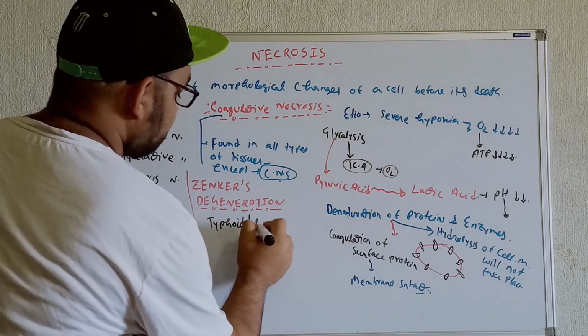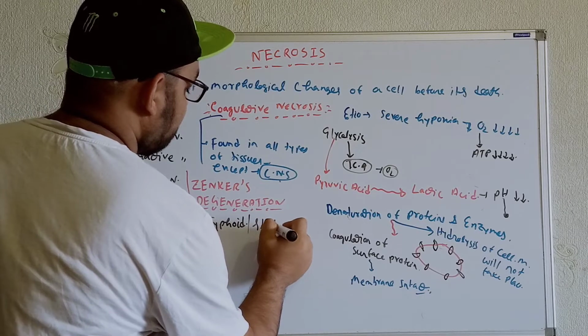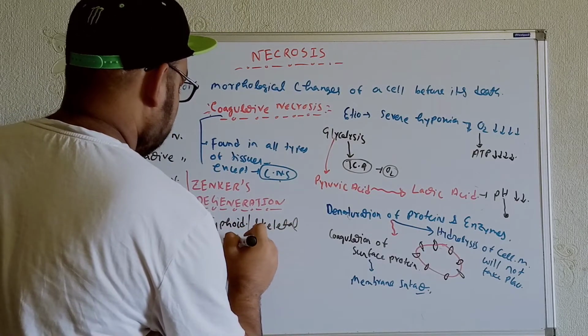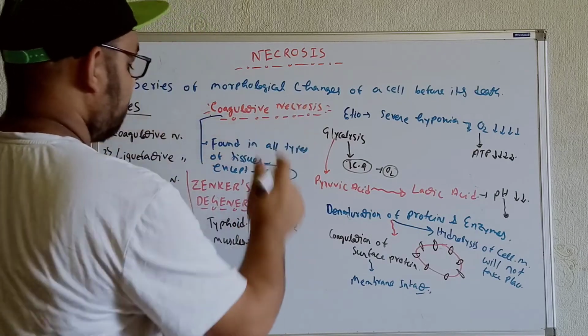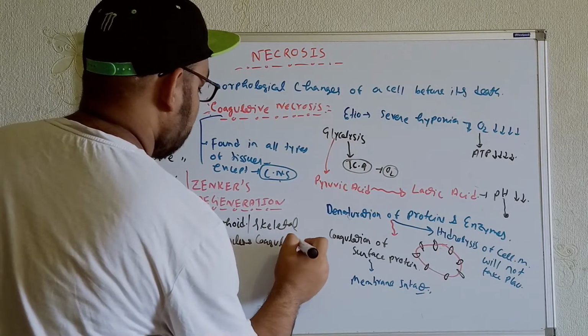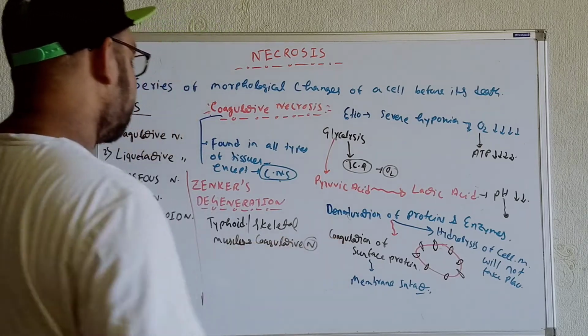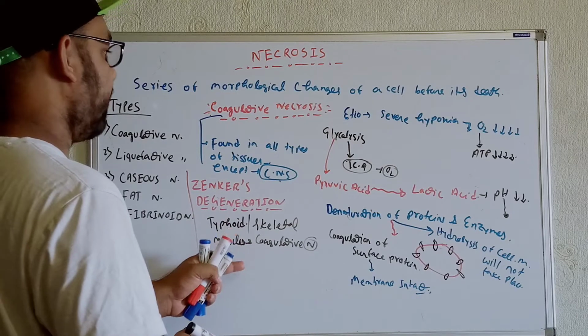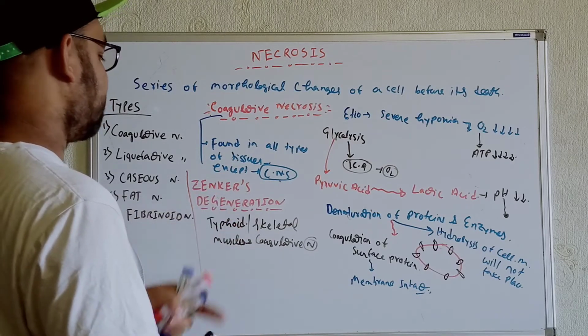And in these persons, we will see the skeletal muscles. Skeletal muscles. We will see this type of necrosis. Okay, there is the coagulative necrosis over here. Now, if the individual is suffering from typhoid, and we see this type of necrosis, that is known as Zenker's degeneration.